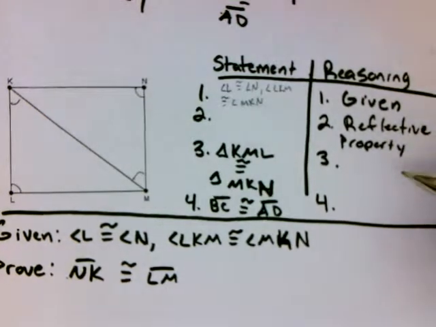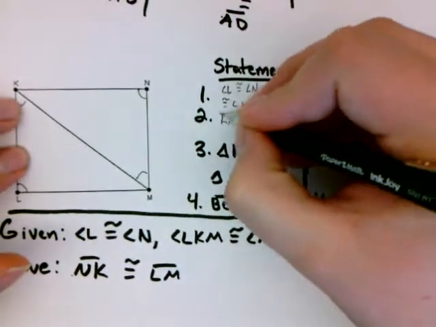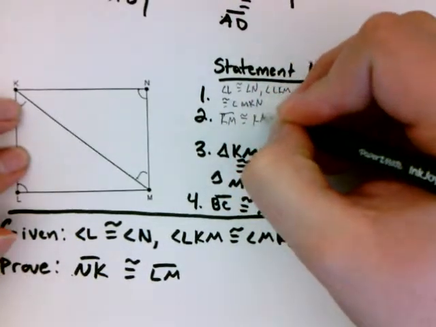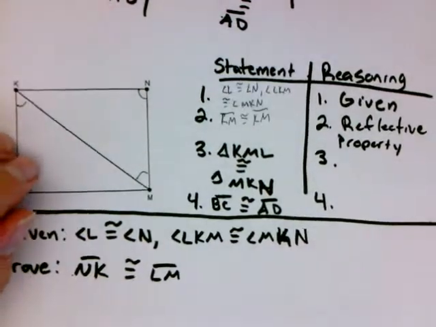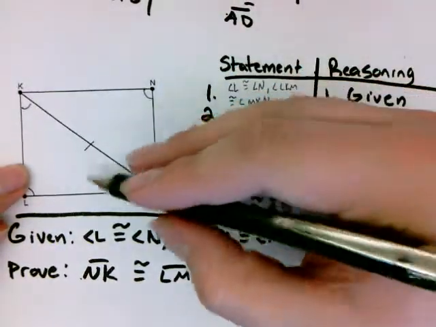Next thing says reflexive property. Reflexive property, remember, we're looking in a mirror. Our reflection's looking back at us, meaning it's the same thing. So we say that KM is congruent to KM. Second to last, these two triangles are congruent now because of angle, angle, side.